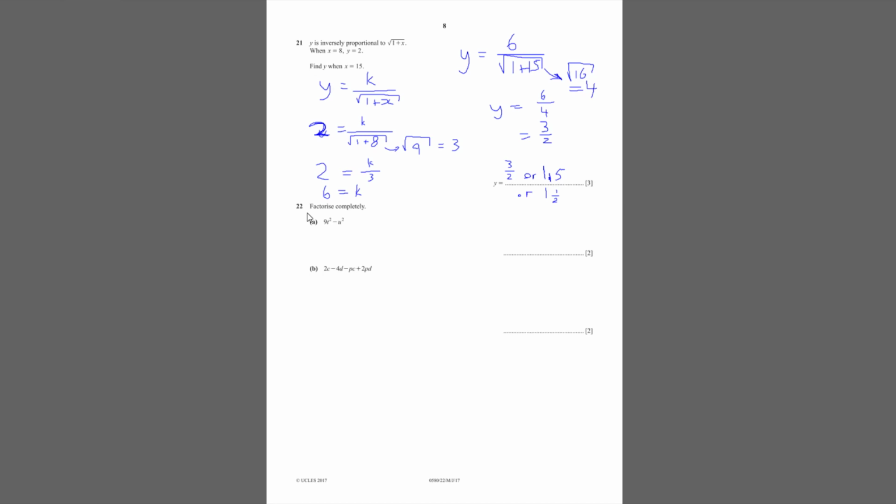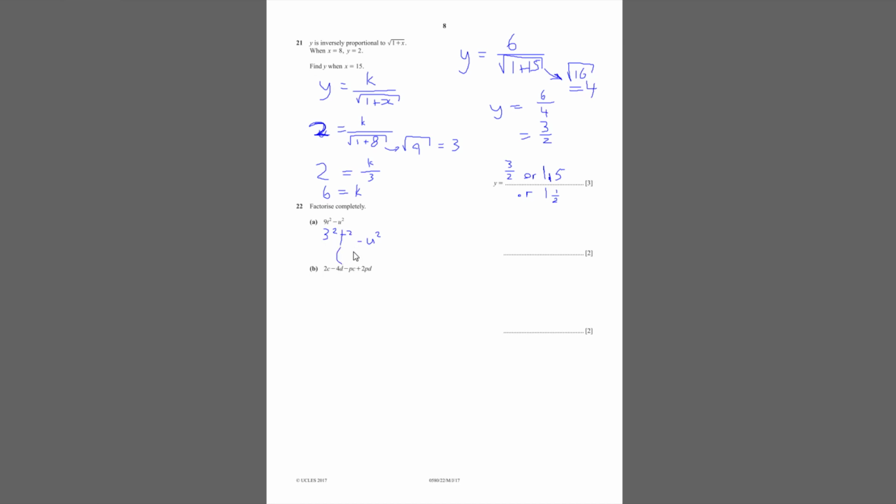Finally, question 22. Factorize completely a and b. So, let's start with a. A is 9t squared minus u squared. So to factorize, we first find a way to turn the 9 into something different. So we can have 3 squared, as 9 happens to be 3 squared, t squared minus u squared. Nothing much has changed yet. However, now we can turn it into a factorized equation.